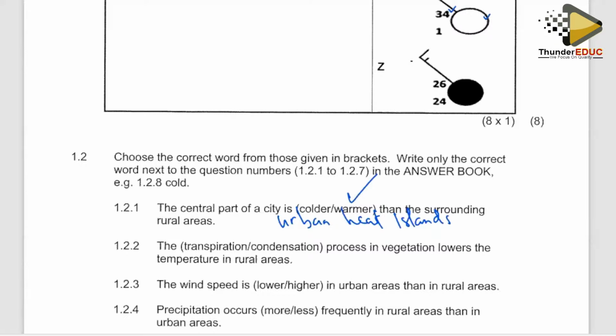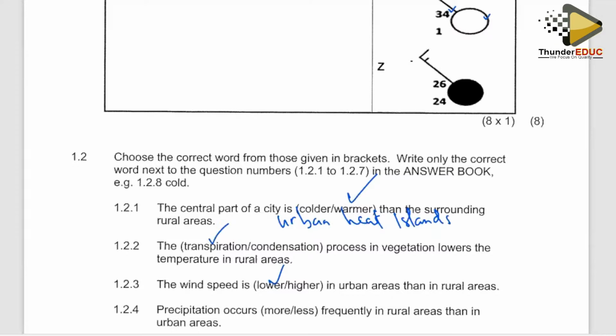Then the dash, is it transpiration or condensation process in vegetation that lowers temperature in rural areas? Right, it's transpiration, the loss of moisture through vegetation leaves, that moisture is going to have a cooling effect, right? So it's transpiration. Our wind speed is higher or lower in urban areas than in rural areas. What's the situation? Right, the wind speed is lower in our urban areas. Why?